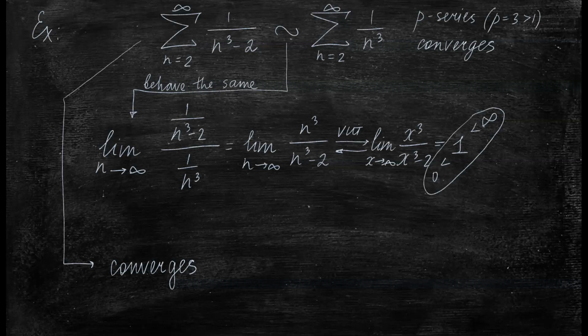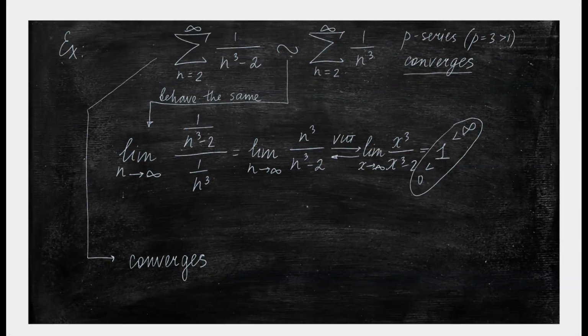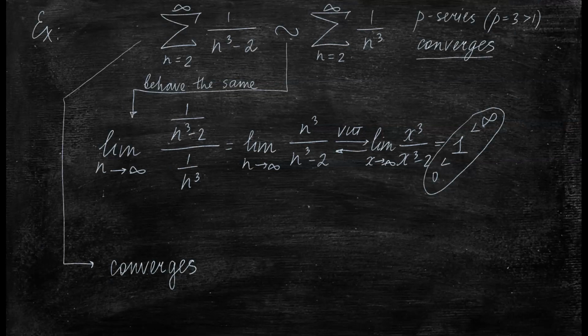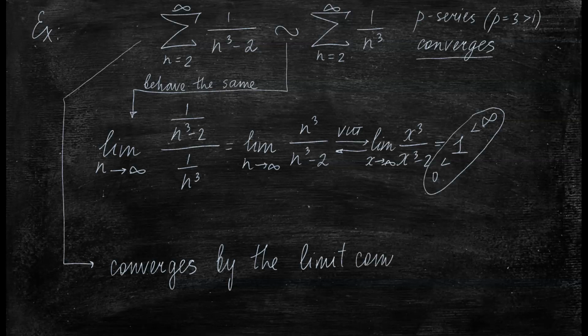They don't necessarily bound each other, but they follow one another, so wherever one goes, the other one follows. And if we know that the series on the right converges, then we also conclude that the series on the left converges as well, and this type of argument is called the limit comparison test. So it converges by the limit comparison test. It may appear to be slightly more powerful than the direct comparison test, but again, the direct comparison test has applications when the limit comparison test may not be applicable.